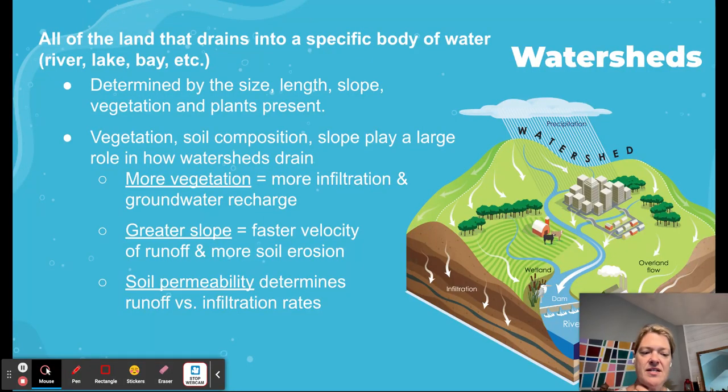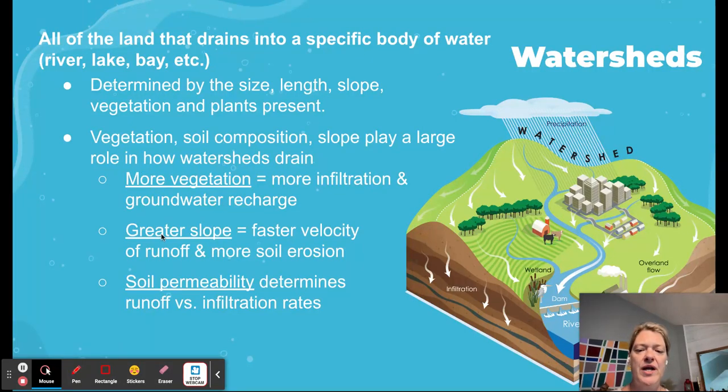So the vegetation in the watershed, the soil that makes up the watershed, and the slope of the ground play a very large role in how watersheds drain. If there's more vegetation, there's going to be more infiltration, more water going into the ground, and more groundwater recharge. If you're in a very flat area with a lot of farmland that's not being sustained well, then you can end up with a lot of runoff, a lot of topsoil that leaves the area and gets into the water and causes lots of problems. We'll talk about that more when we get to Unit 8, when we talk about water and land pollution.